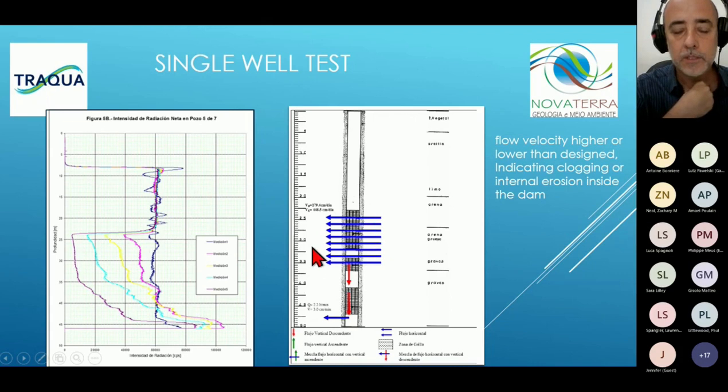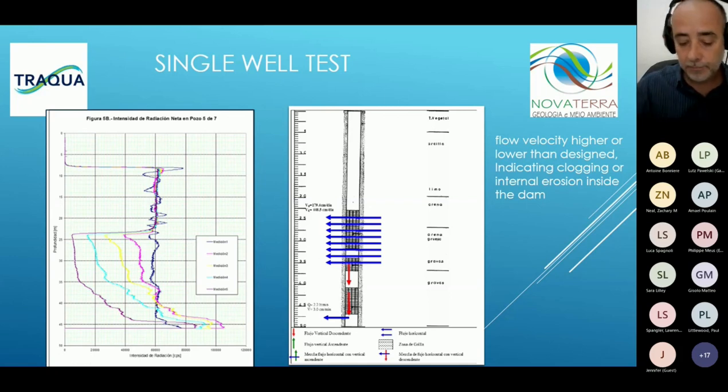So it is useful to calculate the water velocity inside the well, and this velocity will be used to determine the velocity inside the screens inside the dams. Okay.